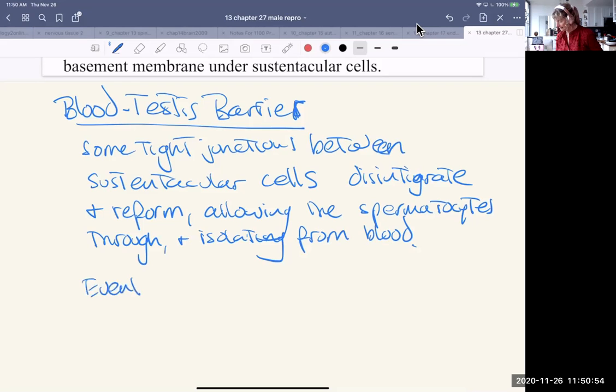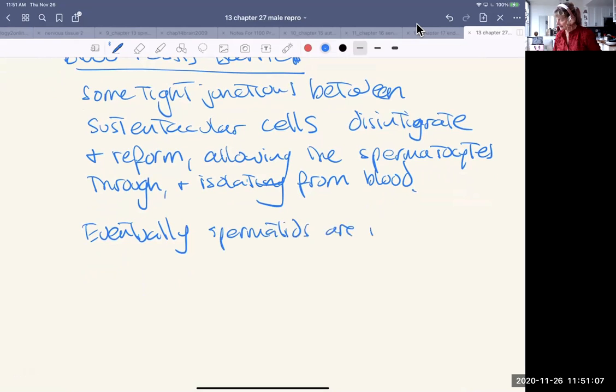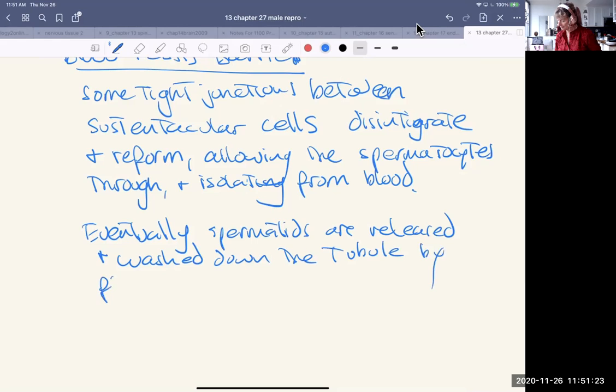Eventually, after having undergone meiosis II, the spermatids are released and washed down the seminiferous tubule by fluid from the sustentacular cells.